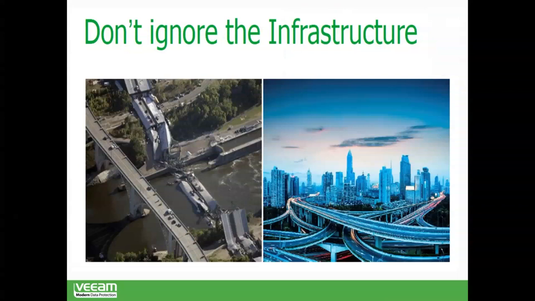Why we need a backup. You can see two images. On your left, there are two bridges and one bridge is broken, with only one bridge operational. On your right, you can see a well-established, standardized infrastructure where you have access to multiple locations and quick access, and you can also see traffic load balancing. There's a huge amount of traffic, and it is being load balanced.